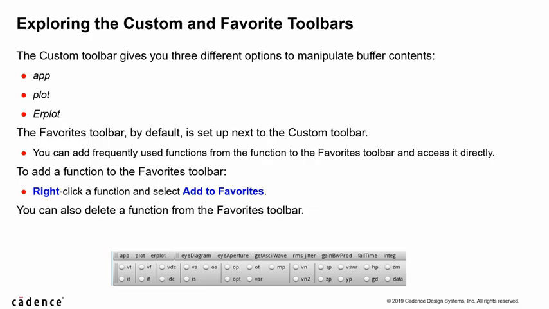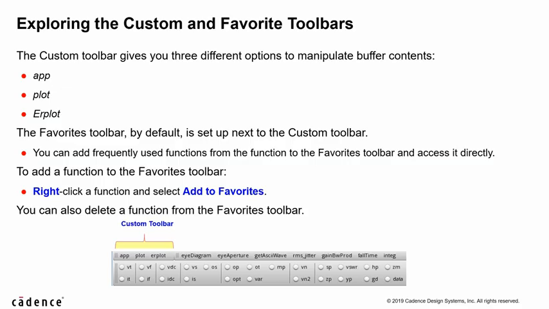Here we take a look at two toolbars, the Custom toolbar and the Favorites toolbar. The Custom toolbar gives you three different options to manipulate the buffer contents: App, Plot and ER Plot. After selecting App, the content of the buffer is added to the expression editor table and the buffer is populated with the latest entry in the stack. You can use the Evaluate Buffer button to plot or calculate these expressions in the expression table. You can add as many expressions as needed from the stack to the expression editor.